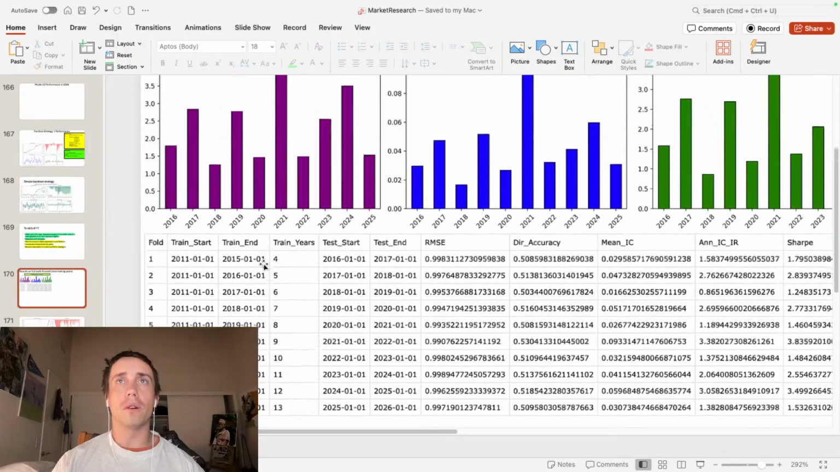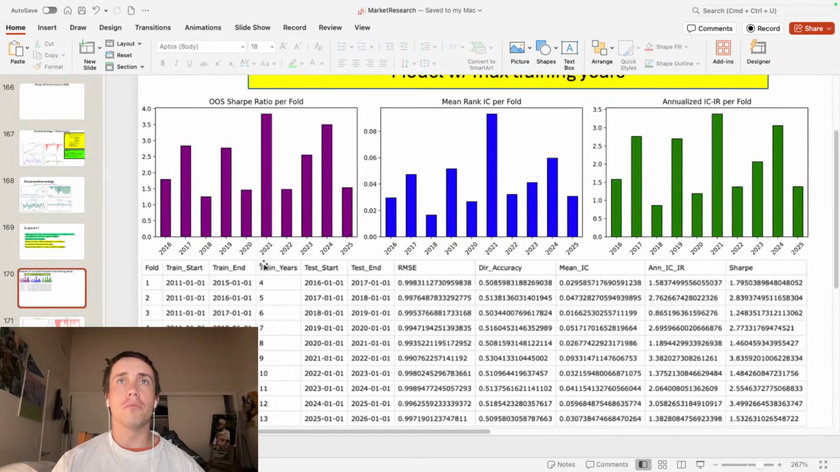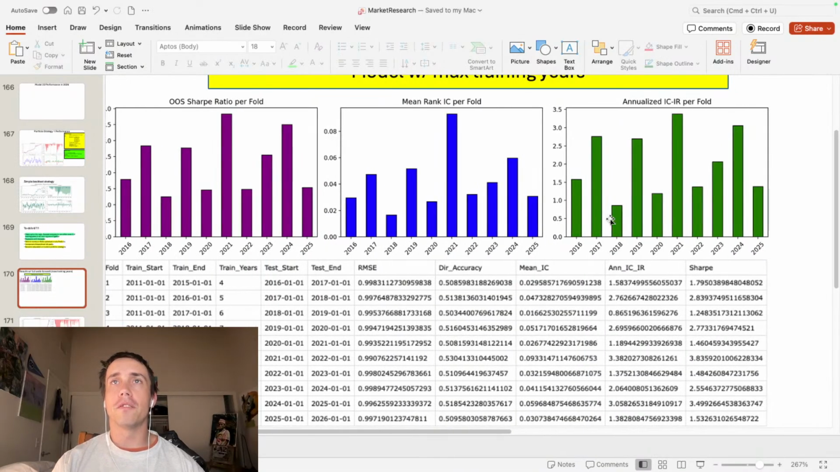Finally, I did a walk forward analysis where I trained a new model for every year from 2016 through 2025. And you see here that the information coefficient never drops below my goal of 0.01. And information coefficient to information ratio never really gets close to my goal of 0.3 on an annual basis. So that looks really good.